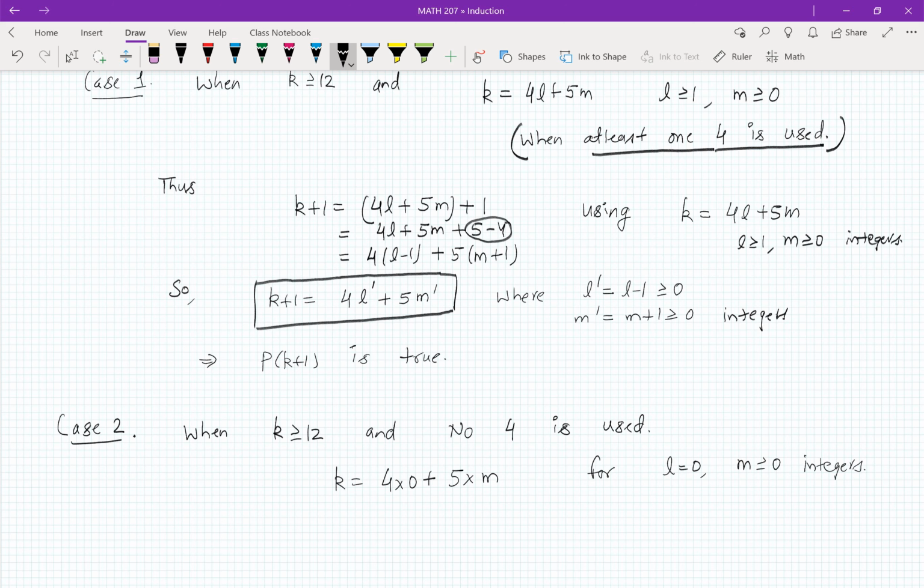Our second case corresponds to k greater than or equal to 12, where there is no 4 used in representing that integer k. So k can be written as 4 times 0 plus 5 times M, where the value of L is going to be 0, which is a fixed value here, and M is going to be any non-negative integer. So in this case, k can be written as 5 times M.